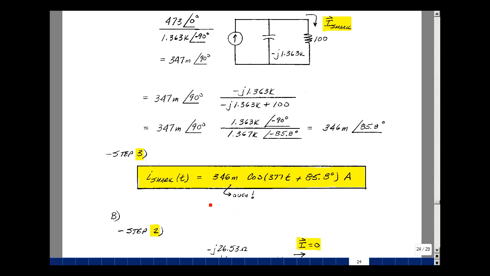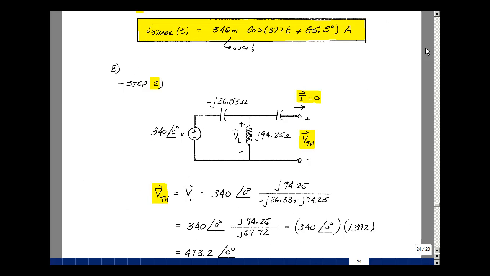This is the solution for using source transformations. Our next approach is to find a Thevenin equivalent circuit. So we'll take the circuit in step 1 and remove the load and find the open circuit voltage, and then find the impedance looking back with all the independent sources set equal to 0. Since there's no current going in my open circuit, the voltage here is the same as the voltage here. I'll call that V sub L, which is the voltage of the inductor.